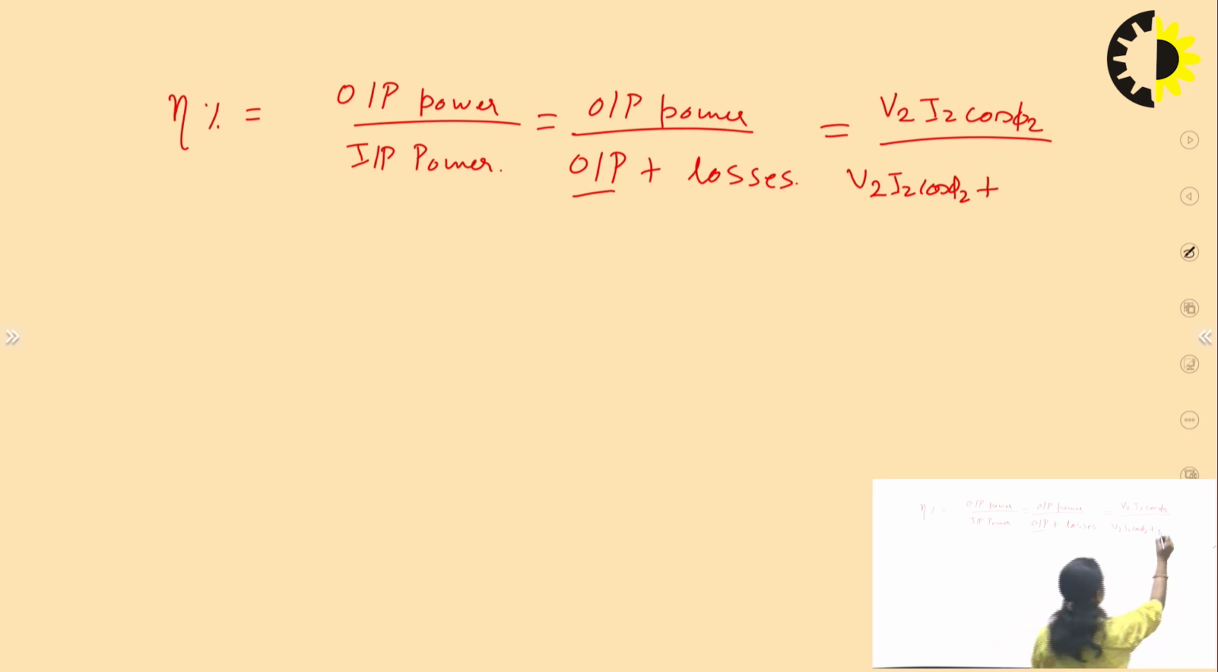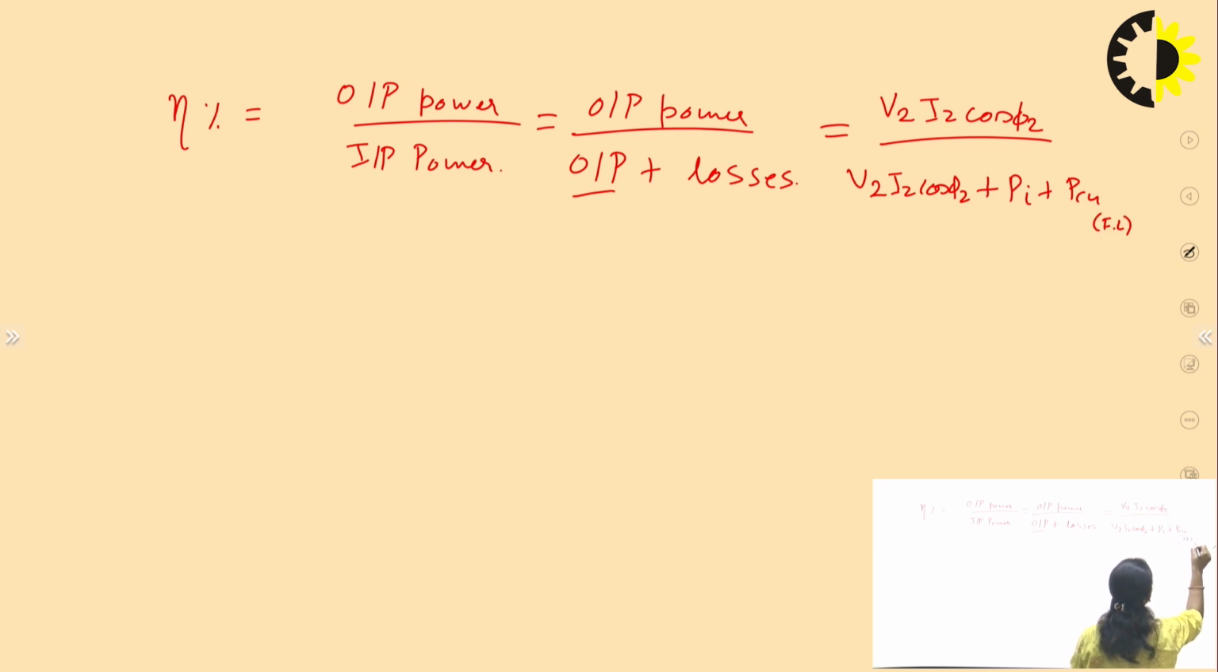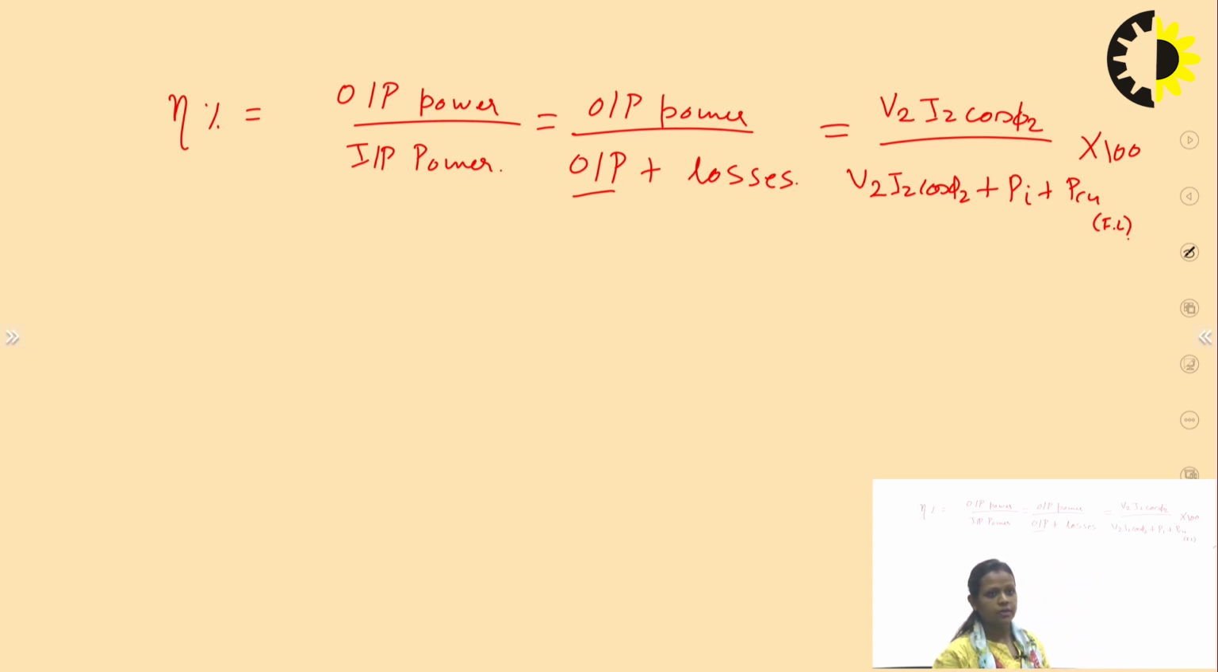So what are the losses? Iron loss plus copper loss, and this copper loss will be at full load, right? We know that iron loss is a constant type of loss and copper loss is a variable loss. If we vary the load, this copper loss will vary. So this is how we can find the efficiency of transformer at full load.